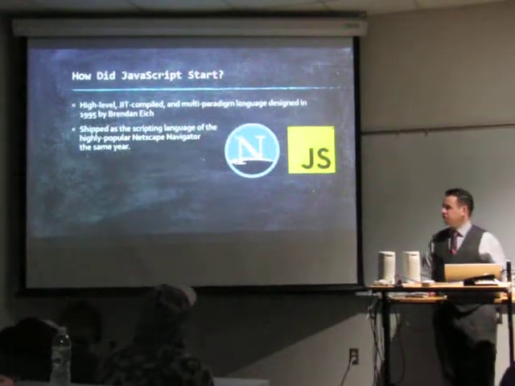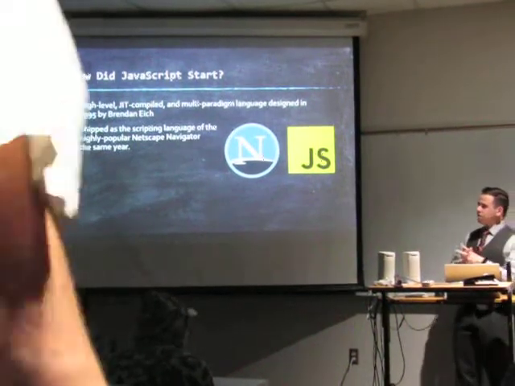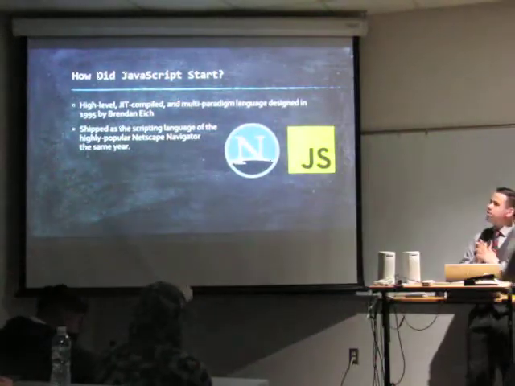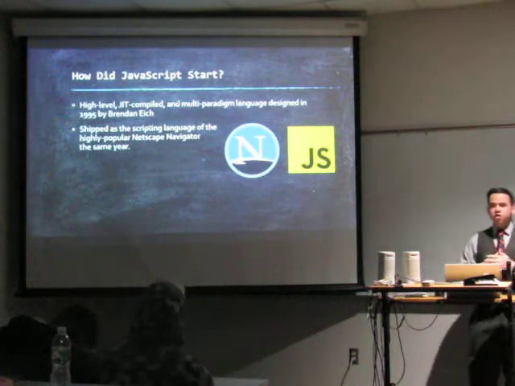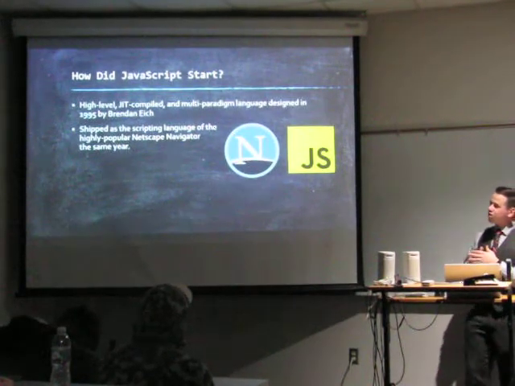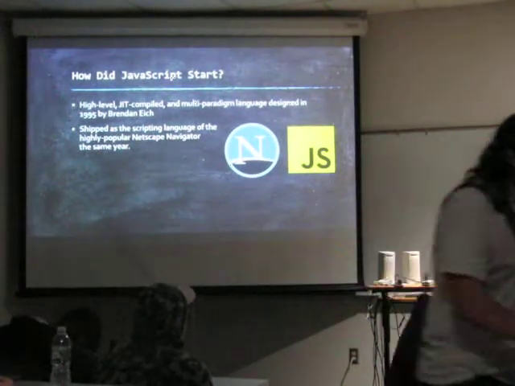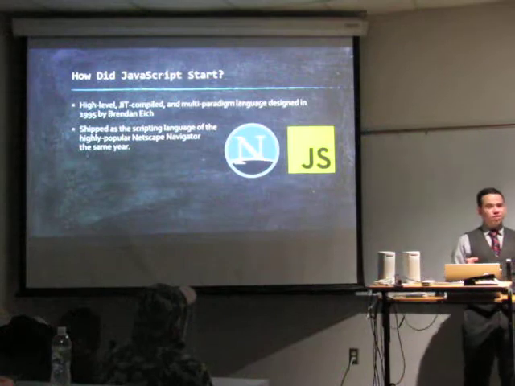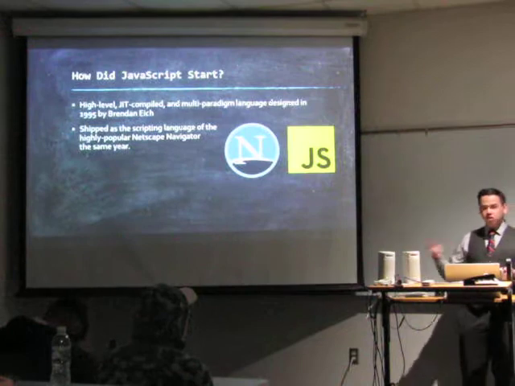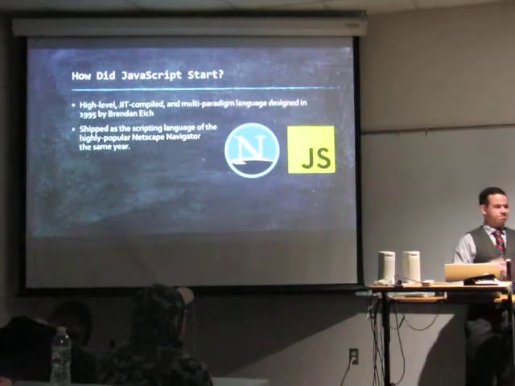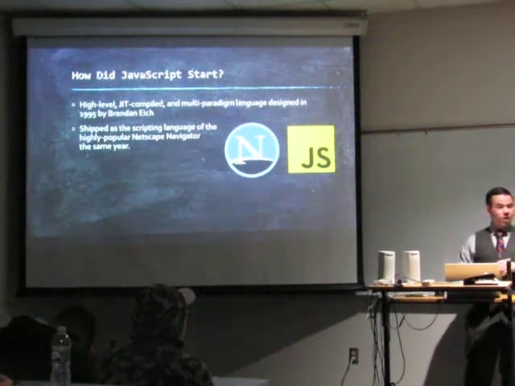So I guess an important question to first ask is how JavaScript started and what even is JavaScript? JavaScript is a high-level, just-in-time compiled and multi-paradigm language that was designed in 1995 by Brendan Eich. An interesting story about JavaScript is that it was actually developed in only 10 days. For those of you who haven't done any design work in designing a language, first of all, it's extremely challenging to design a language. And the second thing is that other languages, like Scala, for example, took over 2 years to develop. So this was an extremely quickly developed language.